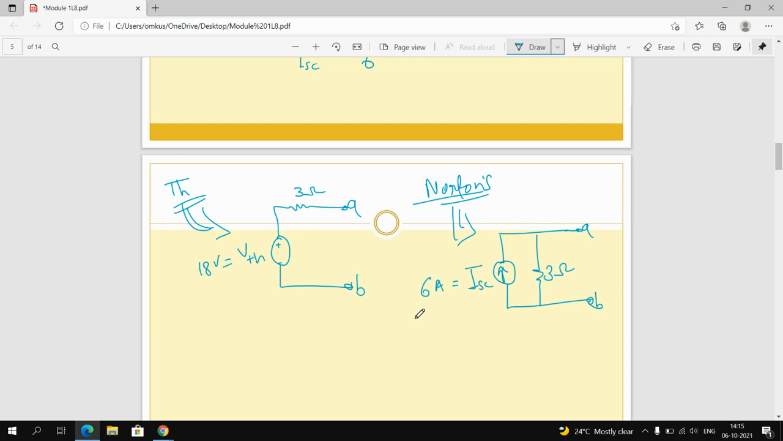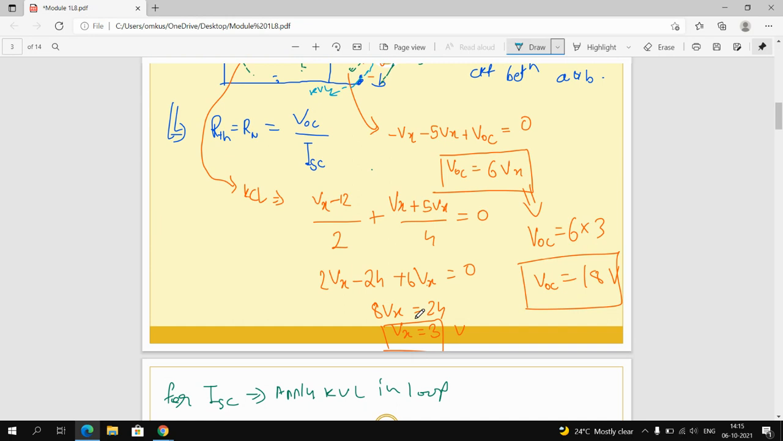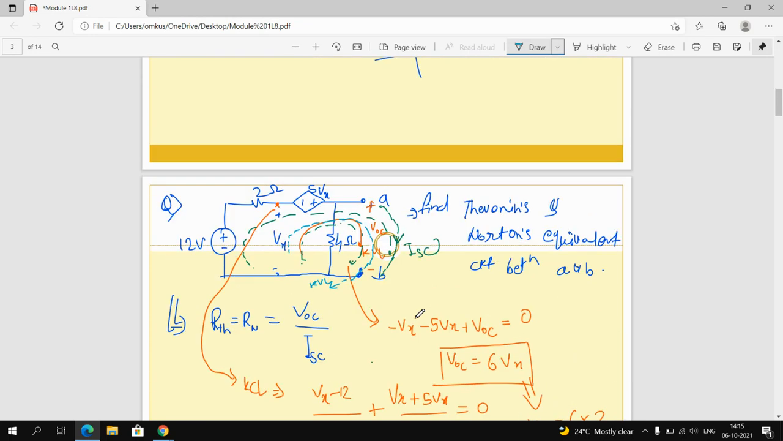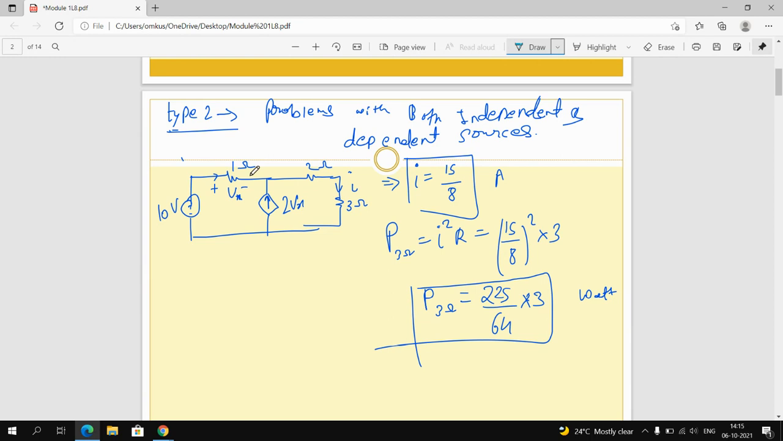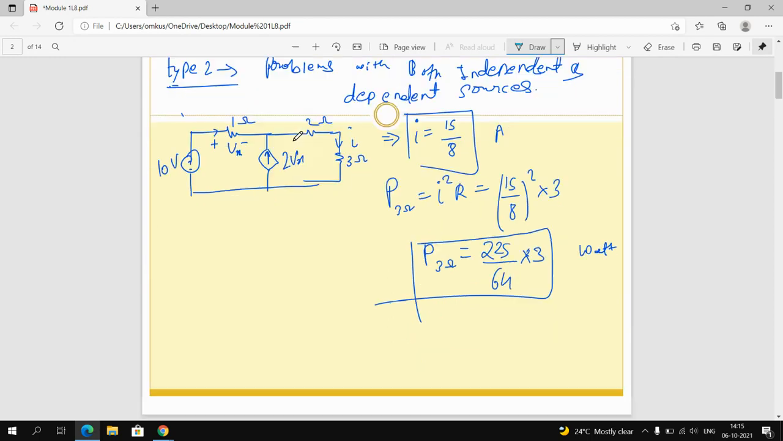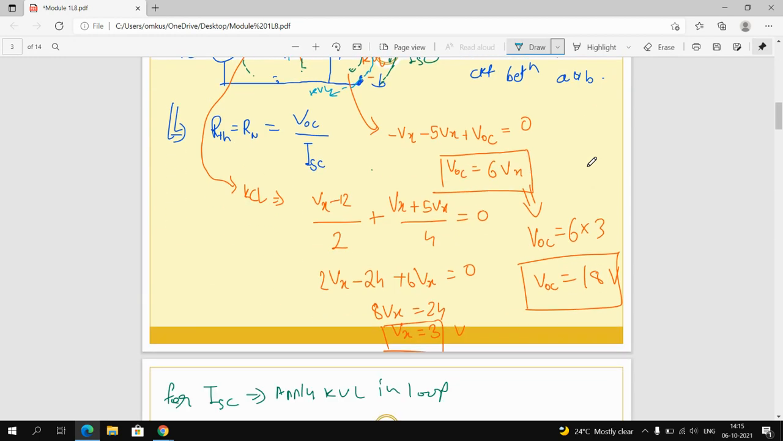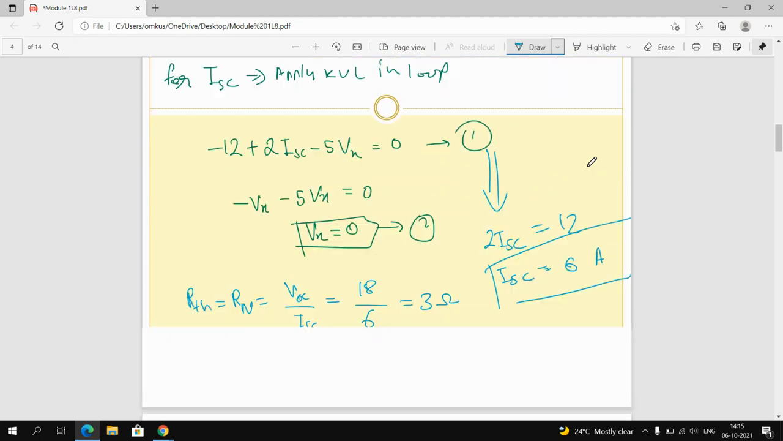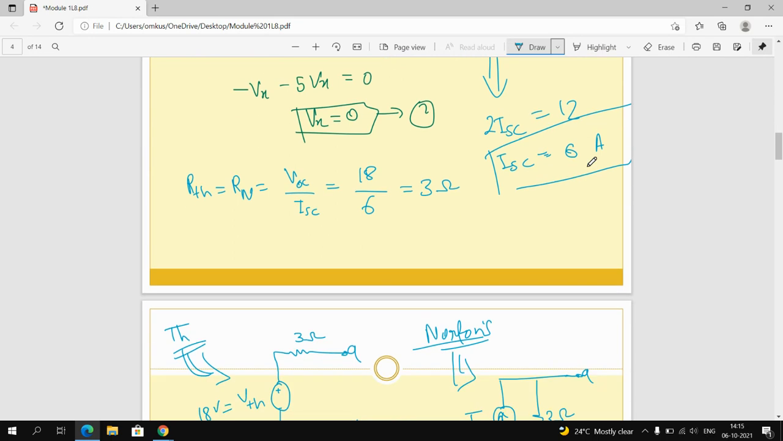So this is the process of how to solve that problem. Similarly, with this process, you can also solve this problem, which is a homework problem, right? And match your answer. So this is a type 2 problem. Now I am taking one example for a type 3 problem.